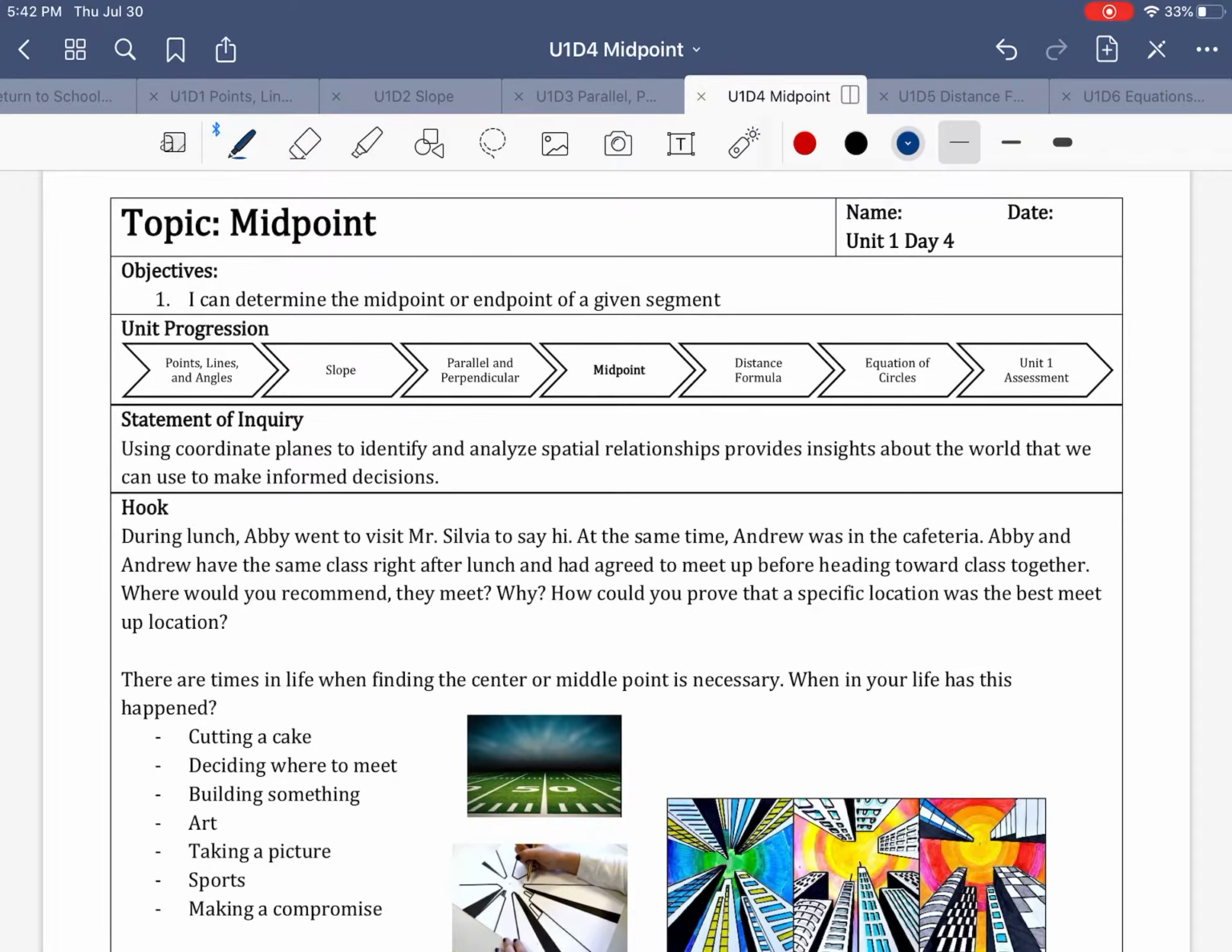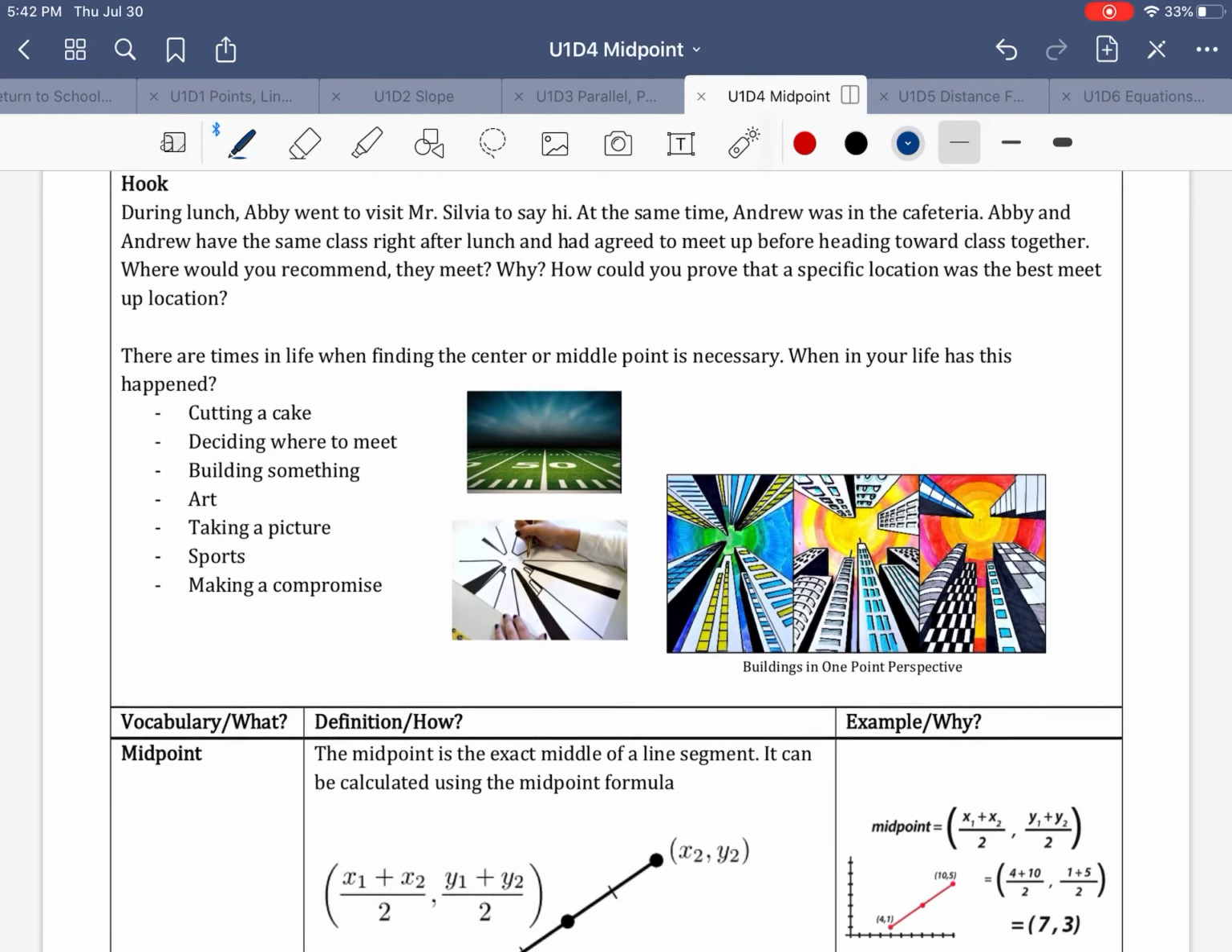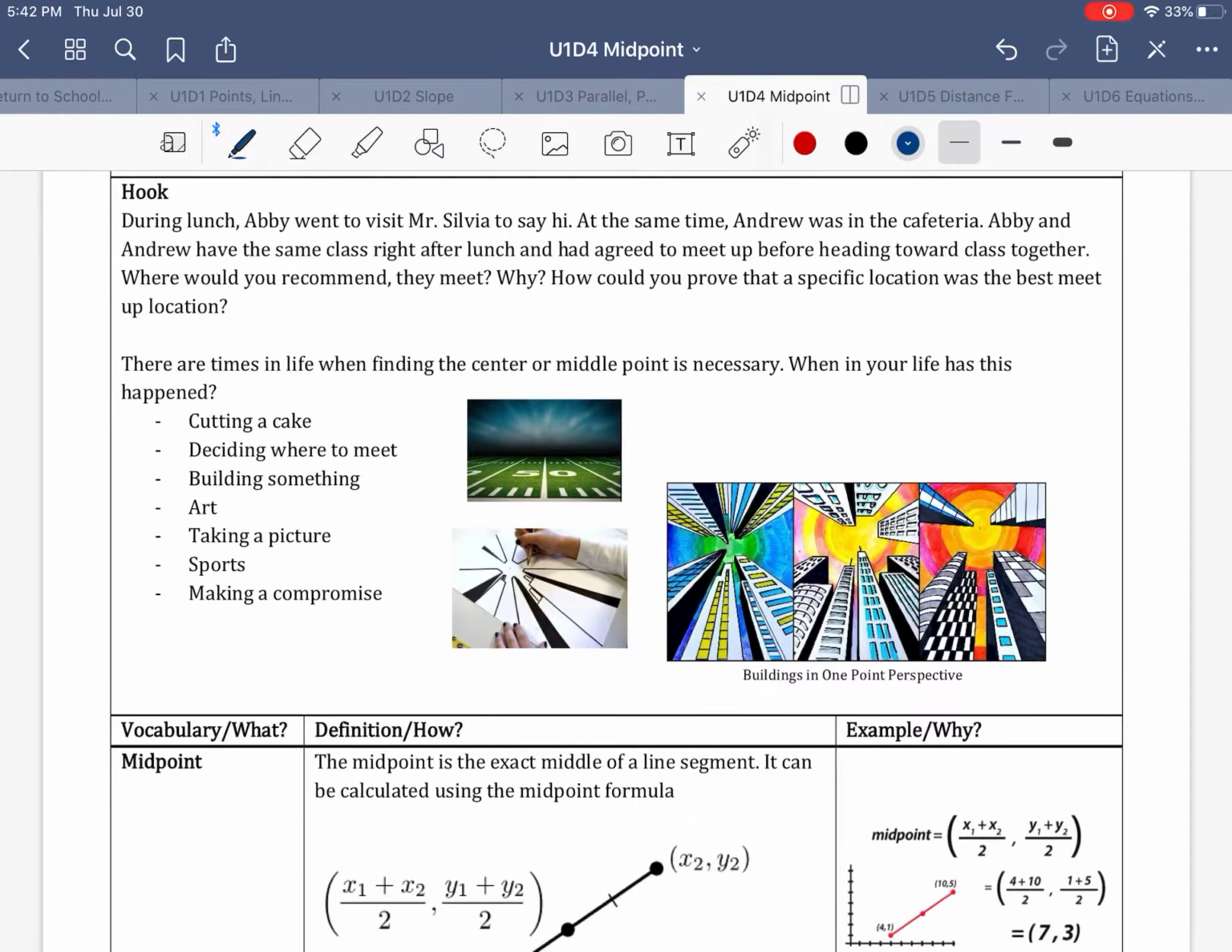I imagine a lot of you guys are thinking kind of along the lines of, well, they can both start heading towards each other, meet at a point in the middle, and then go to class together. So that is one example of when finding the midpoint or finding the center point of something can be particularly useful. There are a lot of times when finding the middle or the center is necessary. Can you think of other times in your life where that has happened?